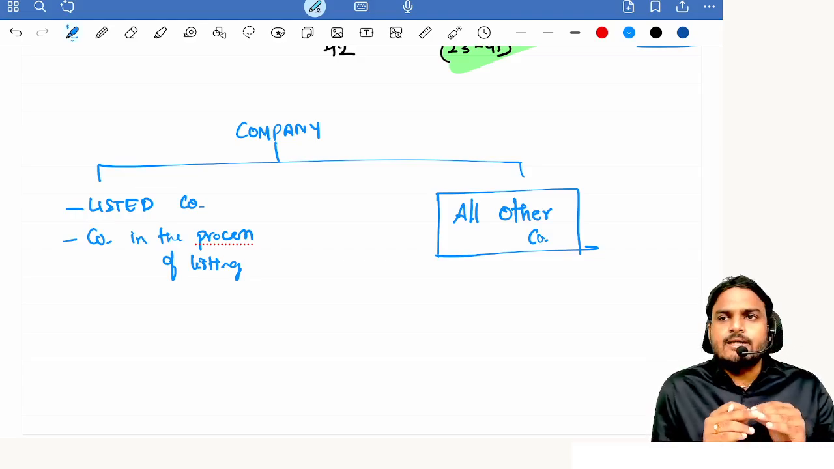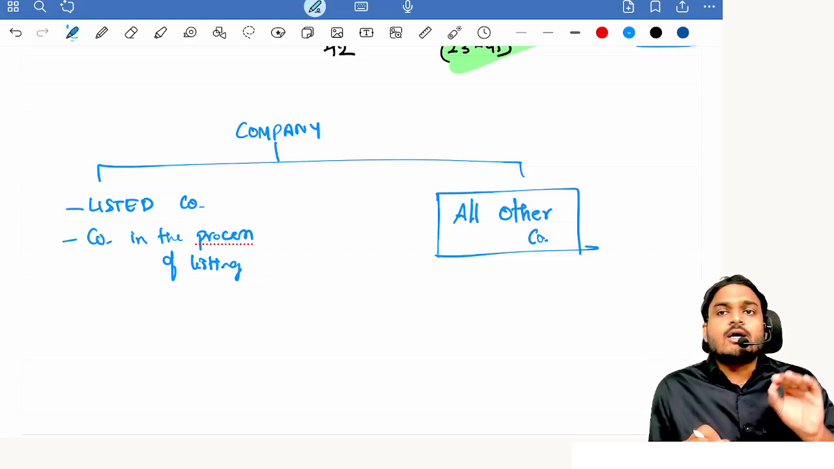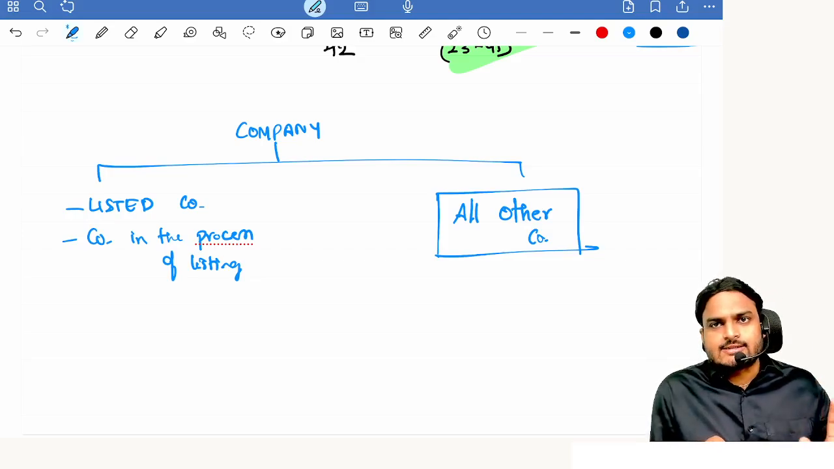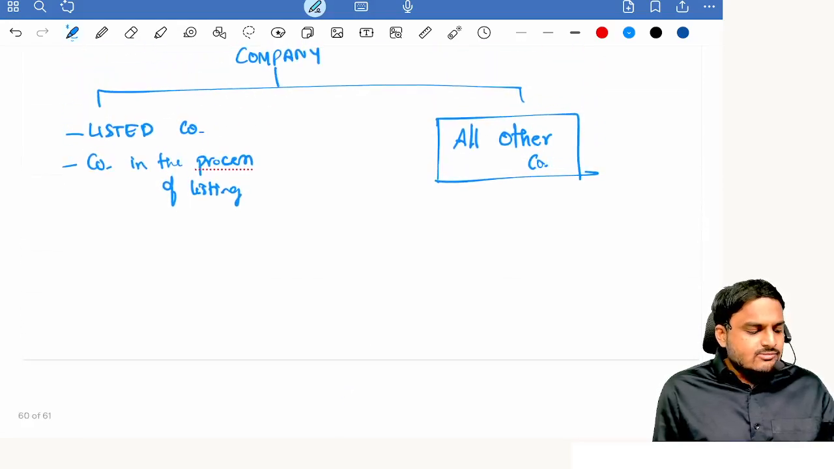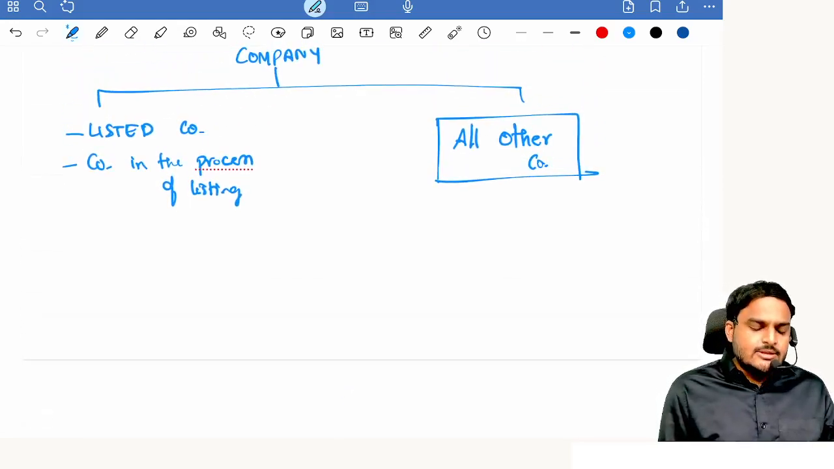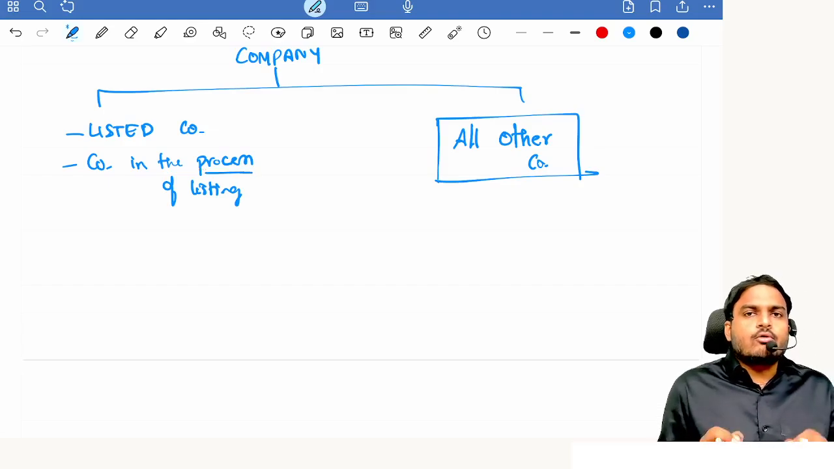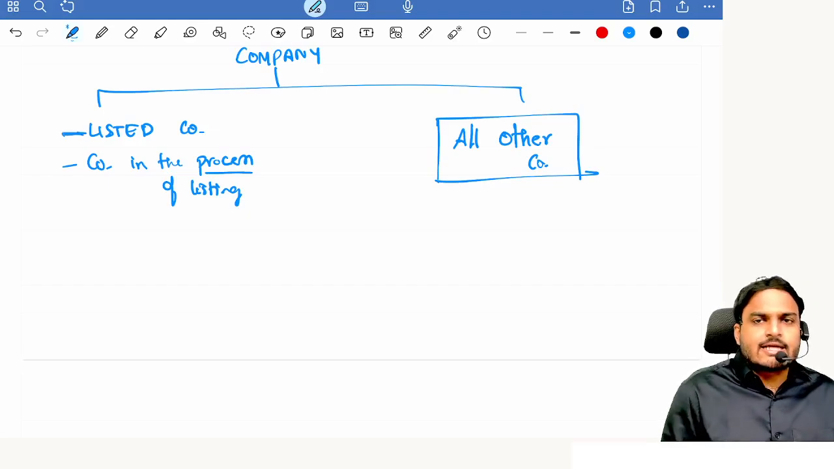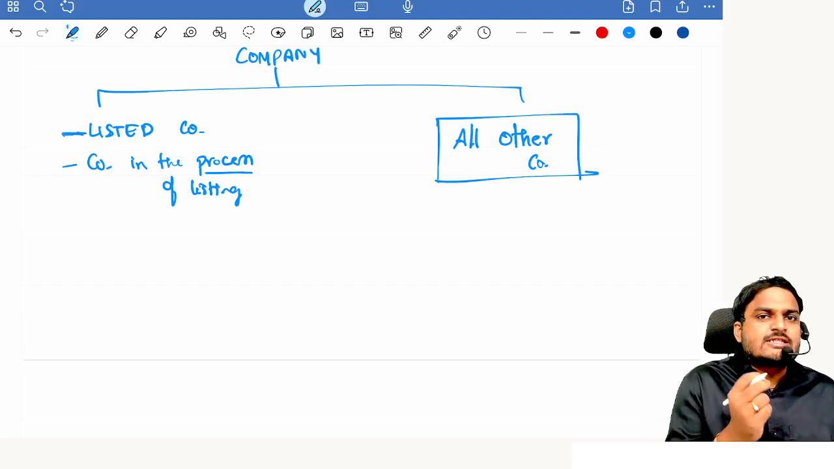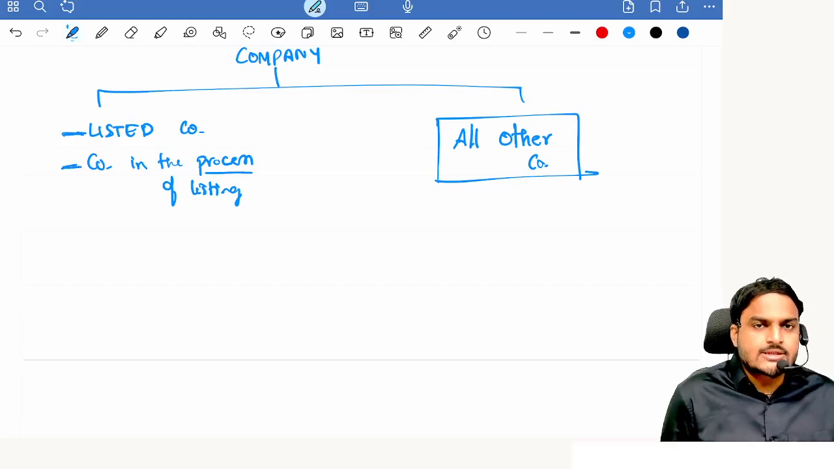Understood? A listed company is a company whose securities are listed on recognized stock exchanges. Now with respect to a listed company as well as a company in the process of listing, that means it filed an application for getting approval of listing. Once the application is approved, we call it a listed company. Until that application is disposed of, we call it a company in the process of listing.